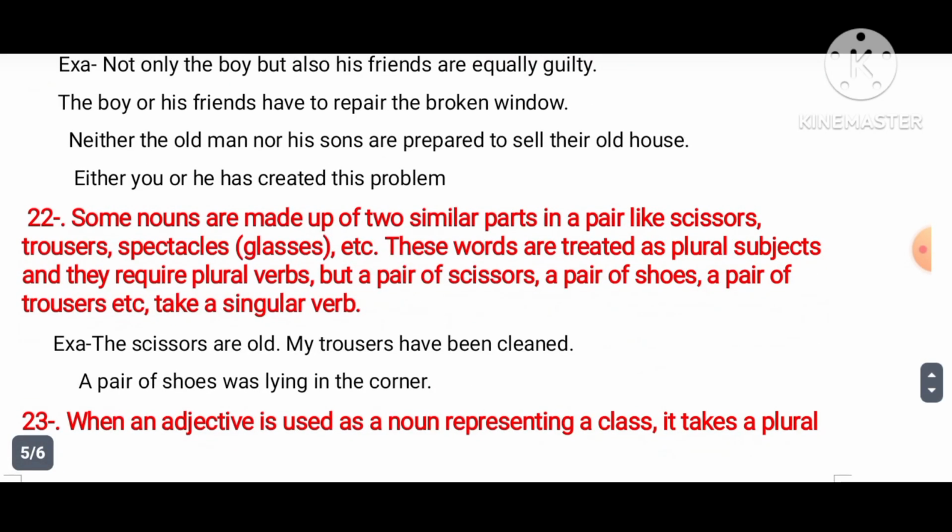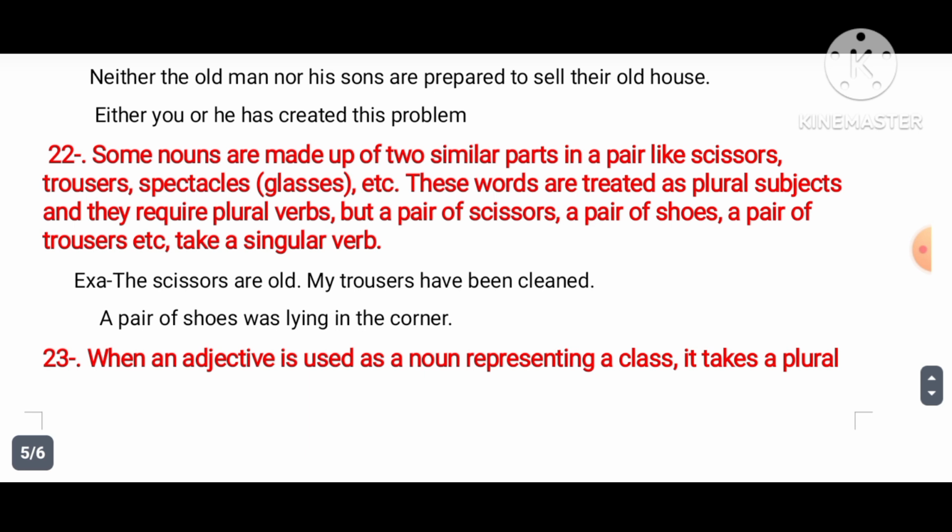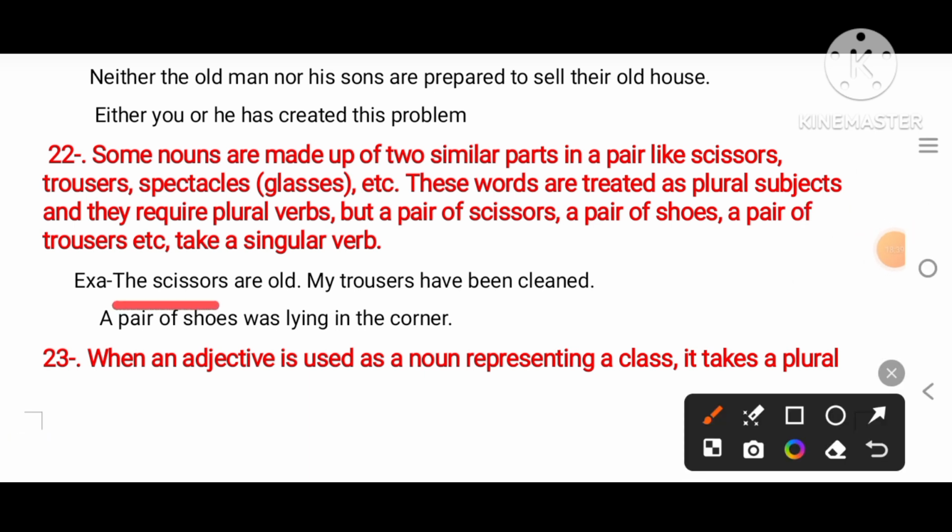Okay. Then some nouns are made of two similar parts in a pair, like scissors, trousers, spectacles. These words are treated as a plural subject and they require plural verbs. But a pair of scissors, a pair of trousers, they take the singular verb. Look at this. If we say the trousers are, but if we say a pair of trousers, it will take the singular verb. Understand, my dear students? If we say scissors, trousers, spectacles, then we will use a plural verb. If we take a pair of, then we will use the singular verb.